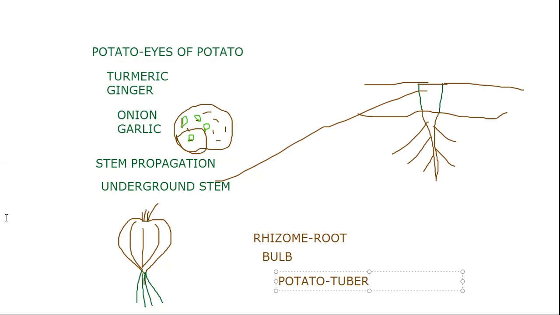Now we'll move on to the next one, that is root propagation. Sorry, one more is there in the stem, that is nothing but the runners, especially in the strawberry. You all have eaten strawberry, right? Already you know the strawberry. So what happens in strawberry? The strawberry will be like this, right?